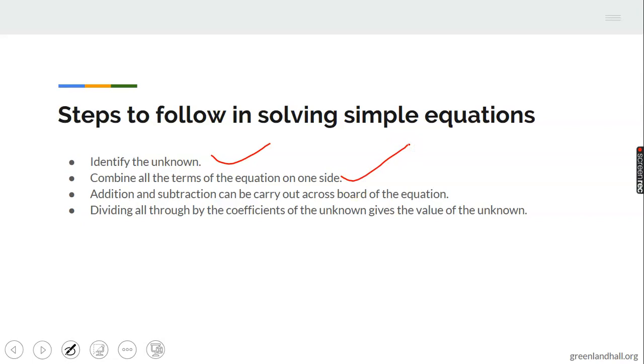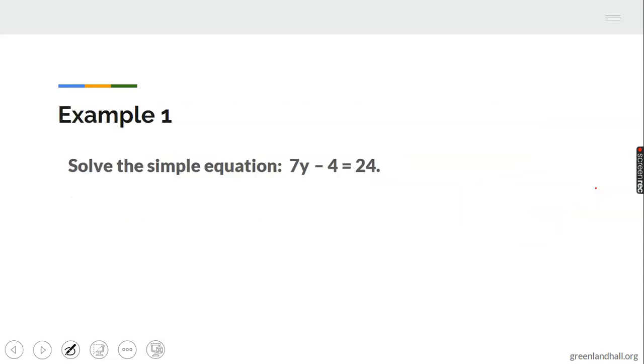Now, addition and subtraction can be carried out across both sides of the equation. That is, what you do on this side must also reflect on this side as well. That is the meaning. Then you can divide to get the unknown. Okay? Now, let's solve this first example.